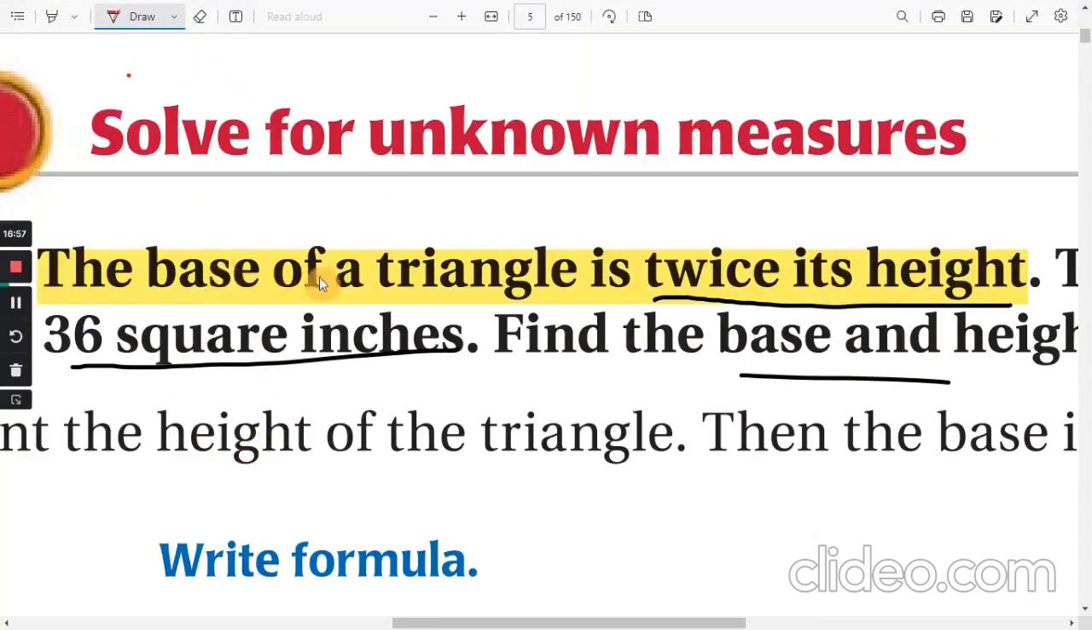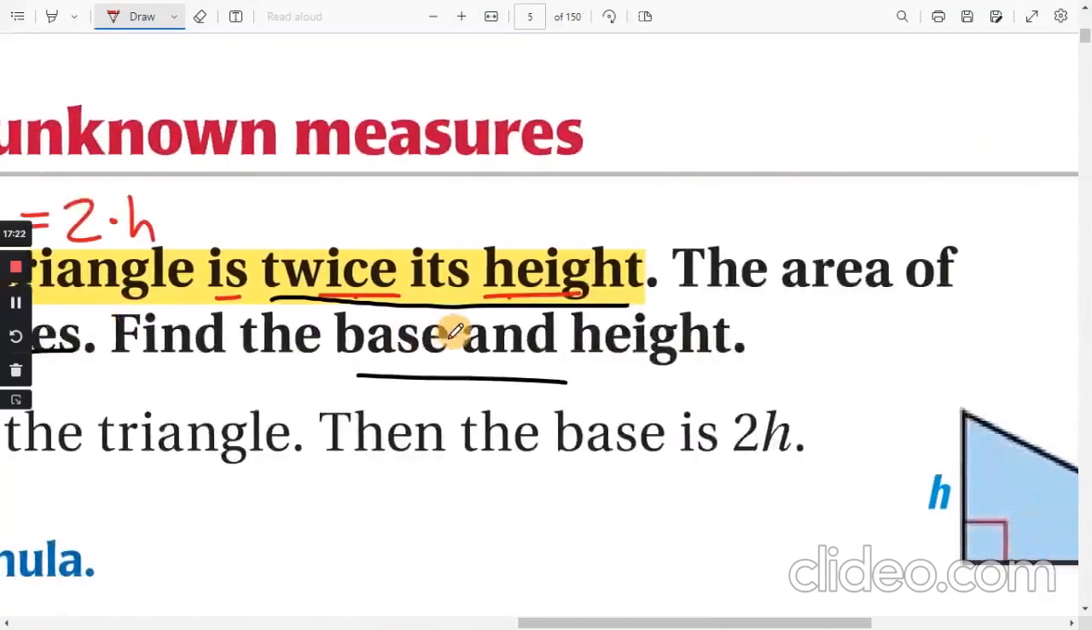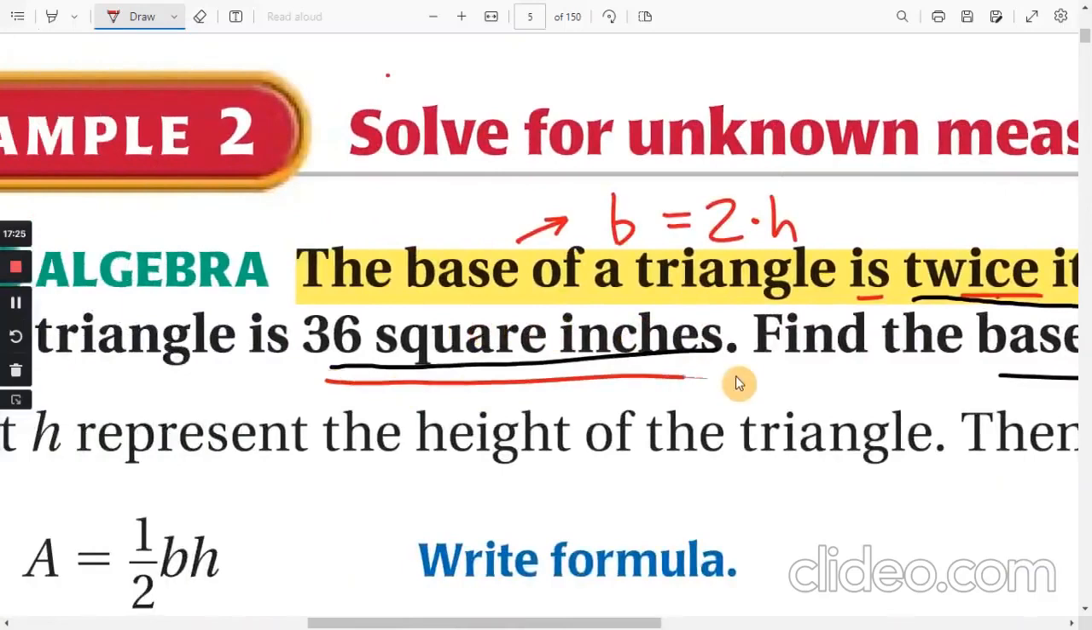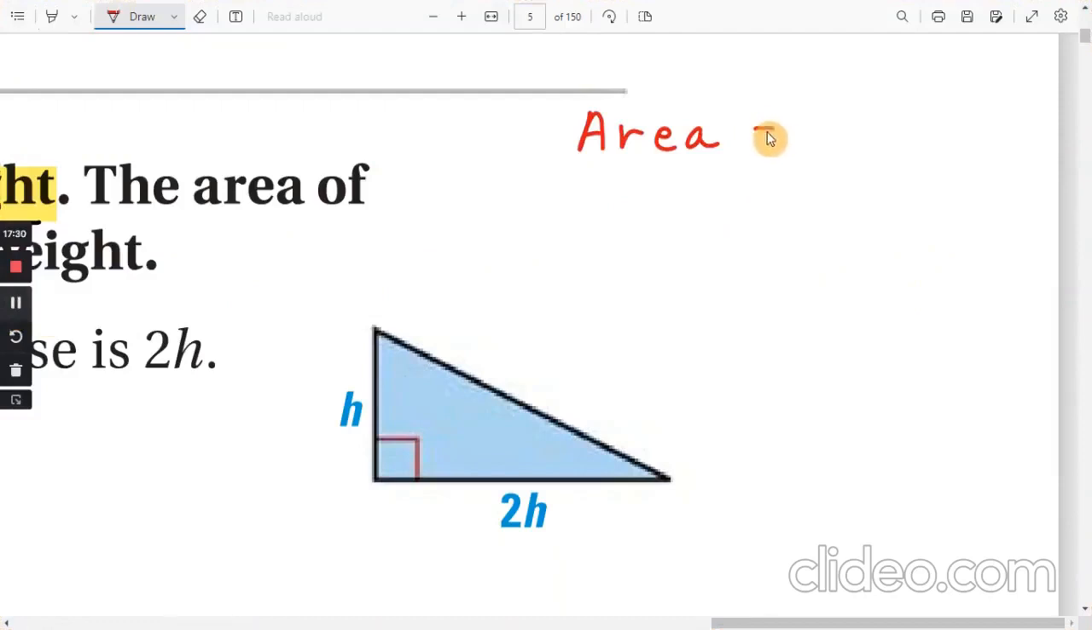Okay, the base of a triangle, I'm going to call the base B. And that says it equals twice its height. So that's going to be 2 times the height, or 2 times h. So already I have an equation. The base is 2 times the height. All right. And they're saying that the area is 36 inches squared. So let's write that out. They said the area equals 36 square inches, or inches squared.